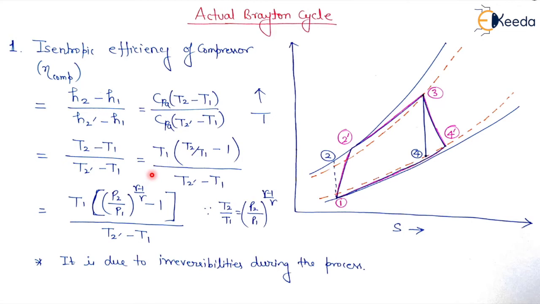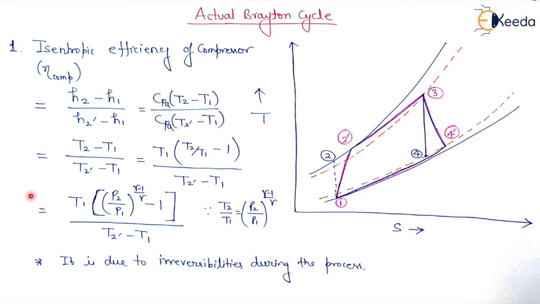That is equal to, if I take T1 common from the numerator, T2 by T1 minus 1 divided by T2 dash minus T1. I think there is no problem in that. Now we know that T2 by T1 is equal to P2 by P1 raised to the power gamma minus 1 upon gamma. This I have already explained. So I can write T1 into P2 by P1 raised to the power gamma minus 1 upon gamma, minus 1, divided by T2 dash minus T1. This is the isentropic efficiency of the compressor.